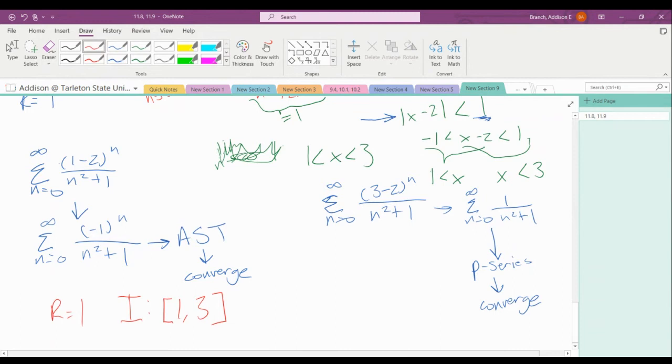If one of these diverge, so let's say for example if 3 diverged, then you would write an open bracket anywhere it would diverge. So for example, it'd be like bracket 1, 3 parentheses. So just make sure to keep track of how you write your interval notation whenever you get to your exam.